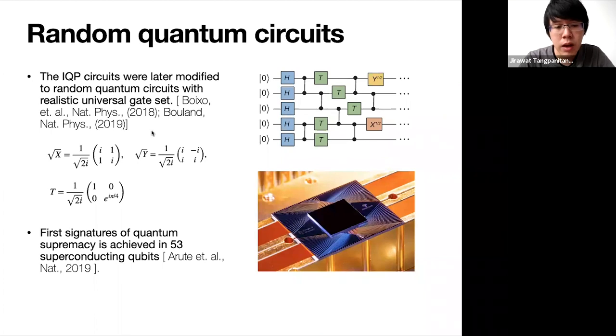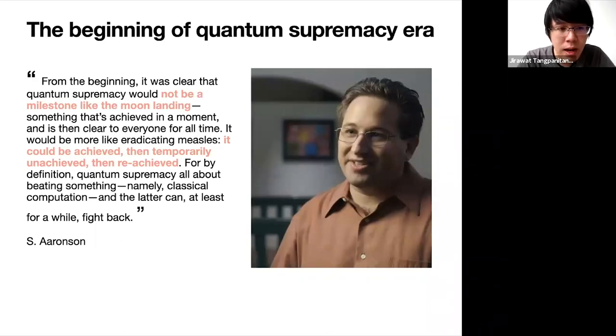And so one might ask whether, because we already achieved quantum supremacy, there is anything else to do. In this aspect, I want to quote Scott Aaronson. He's saying that this is actually not a milestone like the moon landing, something that is achieved in a moment and is clear to everyone for all time. Actually, it's something that could be achieved, then temporarily unachieved, then re-achieved. Because by definition, we are beating a classical computer, and they can fight back as well, at least for a while. So in this sense, we are not at the end of quantum supremacy, but rather at the beginning of quantum supremacy. This motivates us to explore more proposals of quantum supremacy, which are more realistic for quantum hardware and also harder for classical computers to catch up.